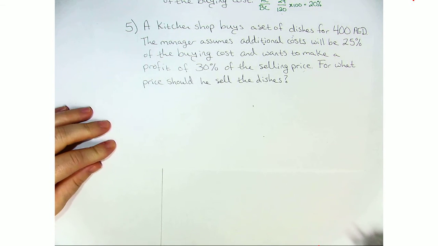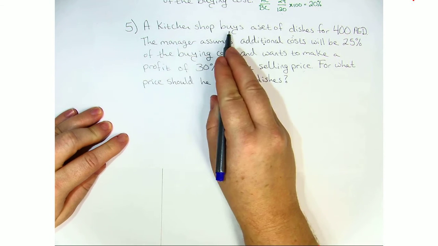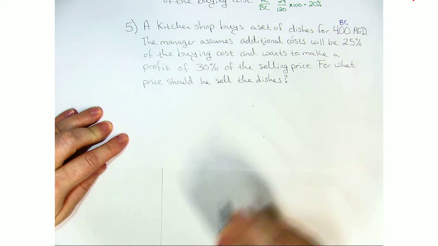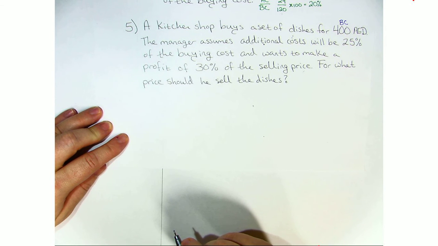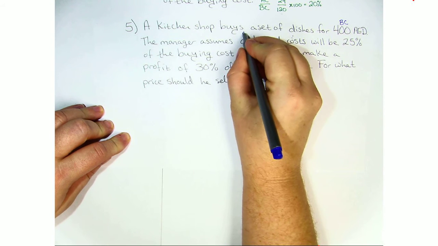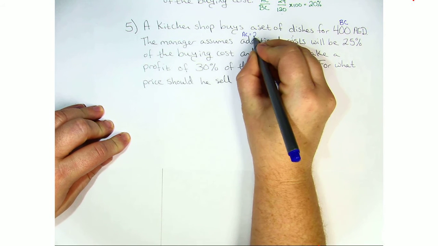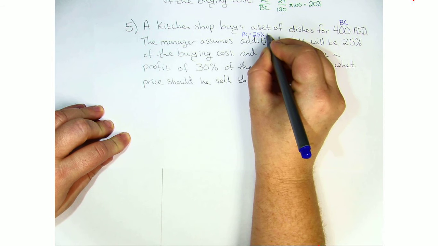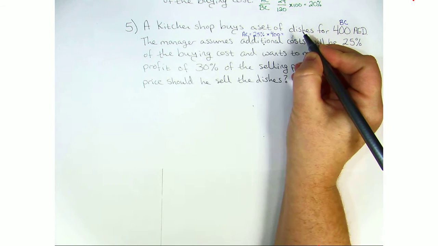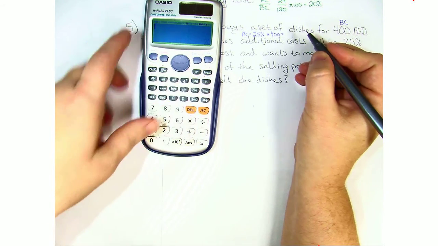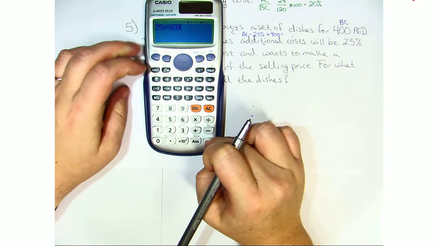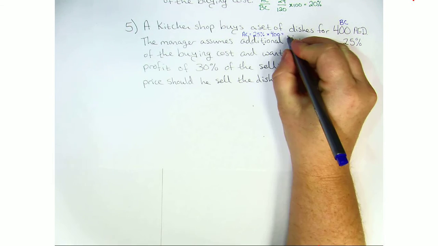Let's start by labeling everything that we need. A kitchen shop buys a set of dishes for 400 dirhams. Therefore, this is my buying cost. The manager assumes additional costs will be 25% of the buying cost. So additional costs equals 25% of, in math means to multiply, the buying cost, 400. Okay, so we get out our calculator and we get 25% times 400 is 100 dirhams.